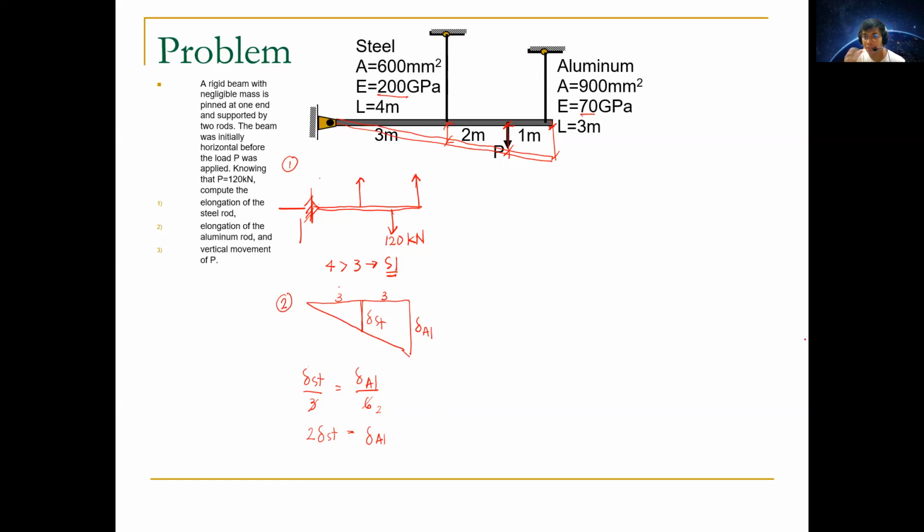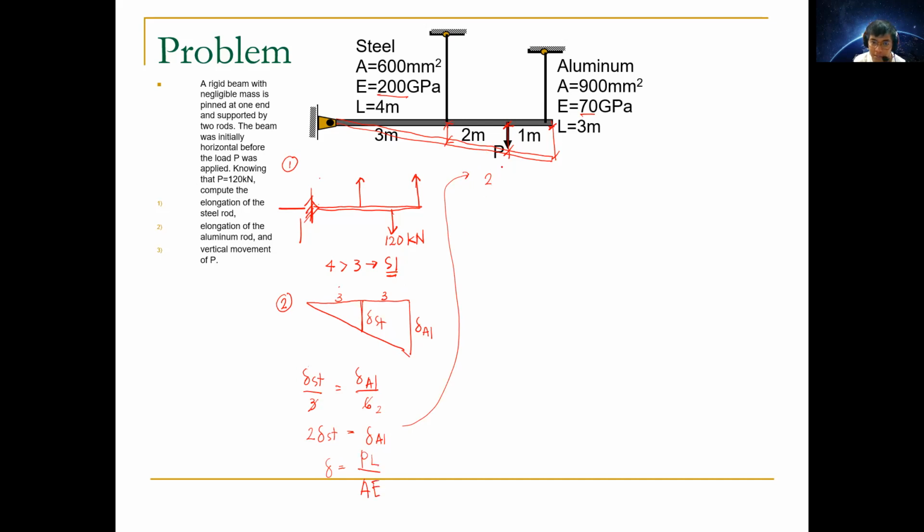So sa atong objective ani. Since we don't know the forces coming from the steel and aluminum, what we have to do here is we try to further scrutinize the equations, meaning apply certain further equations in these lines so that we can find the force P and the force coming from the steel and the force coming from the aluminum. So this one is 2. Again, as per the formula of deflection, that's PL over AE, di ba?